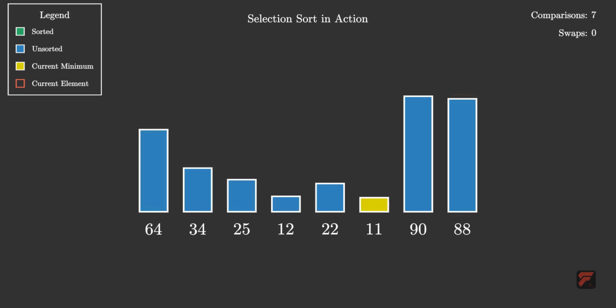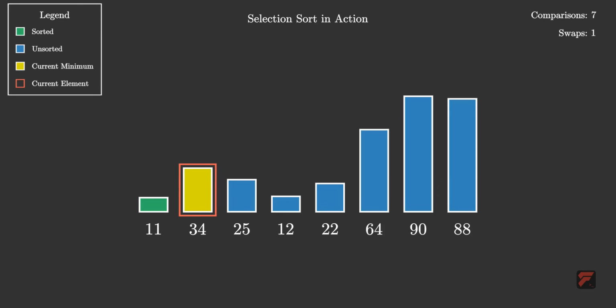After the first iteration, we found 11 as the smallest value, so we swapped it with the leftmost element in the unsorted part, which is 64. Now the unsorted part shrinks by 1, and the sorted part grows by 1. In the second iteration, we start from the second element. We do the same thing as the first iteration to find 12 as the smallest element. Once again, we swap it with the leftmost element in the unsorted part, which is 34. Now the sorted part has two elements.